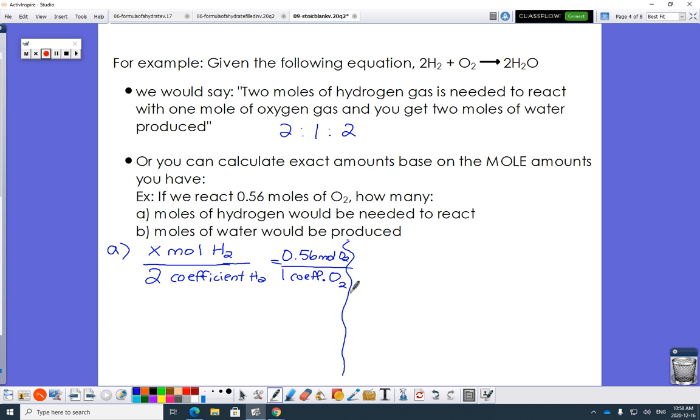So now you have a choice. Sometimes I use the word cross-multiply, but then I know some math teachers say that's a bad word. So there are options to solve for this. You can do cross-multiplying. You can do 0.56 divided by 1 and then multiply by 2. It's the same thing. I realize this 1 is not going to change the number, but again, it's up to you.